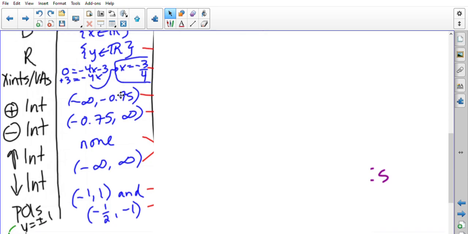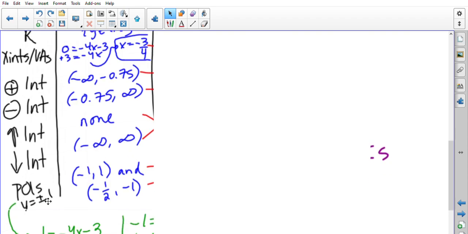Because this has a negative slope, there should be no intervals of increase. And it's always decreasing, so decreasing from negative infinity to infinity.